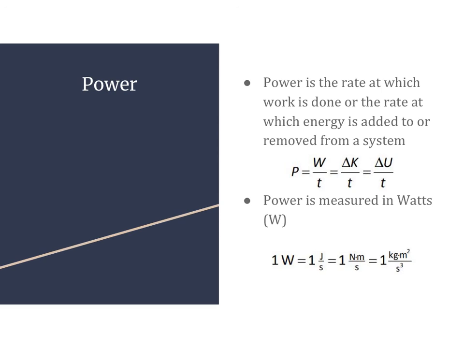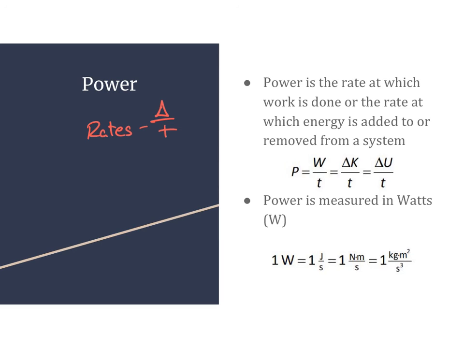Now, the last piece of this puzzle as it relates to energy is power. A lot of the physical quantities that we talk about in physics are rates, so changes in some value over time. Our change in energy per unit time, or the rate at which work is done, is called power.